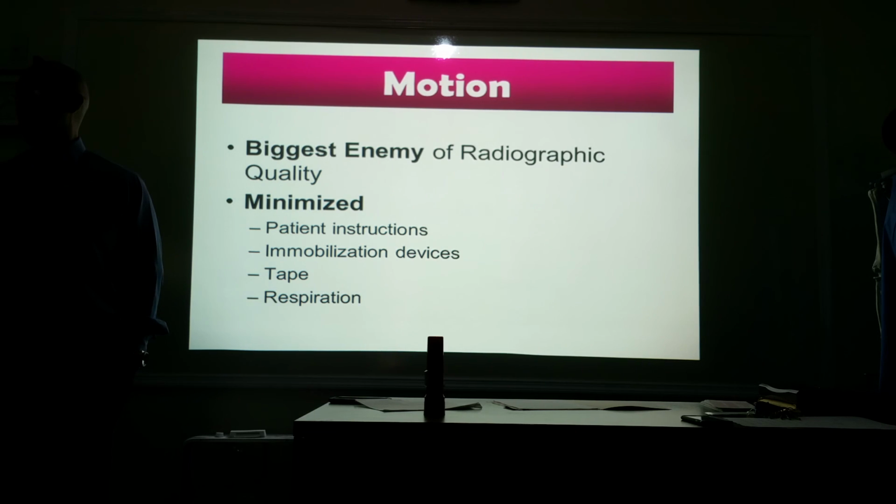And then hold still, don't move. So even with the exposure times being as quick as they are, just fractions of seconds, we can still get motion. So the question is, even if we use really short exposure times, can we get motion? The answer is still yes. So you want to use your resources as best as you can to minimize that.